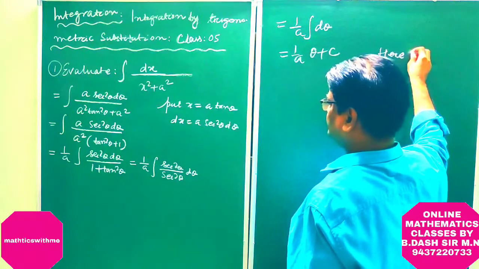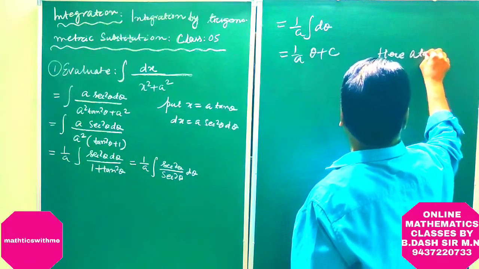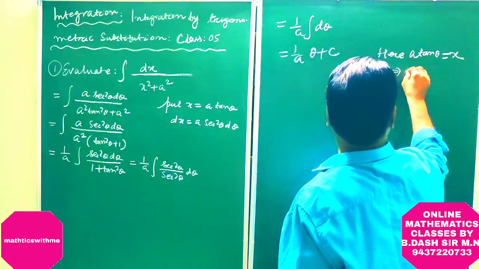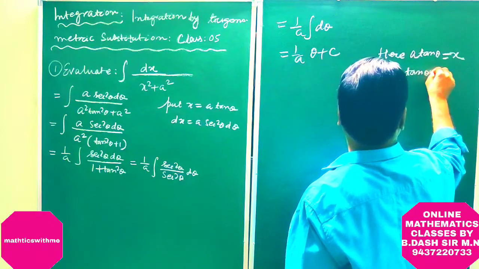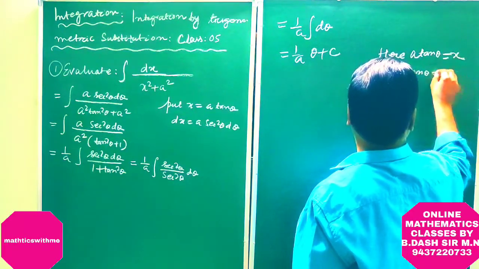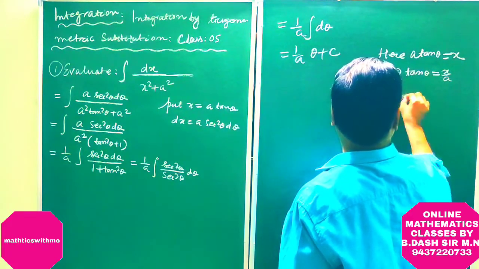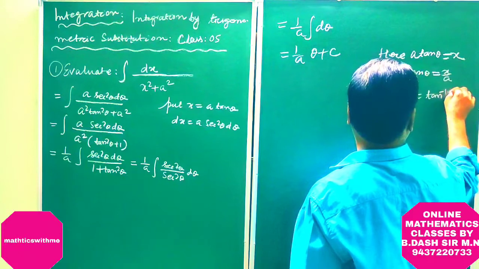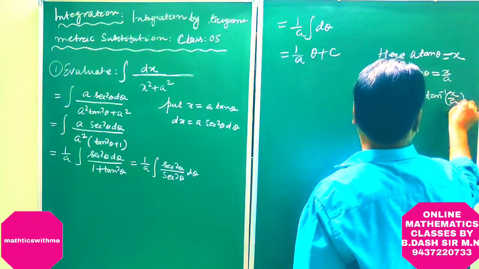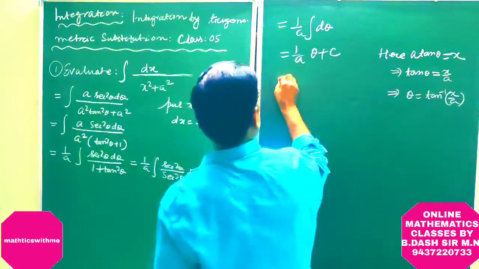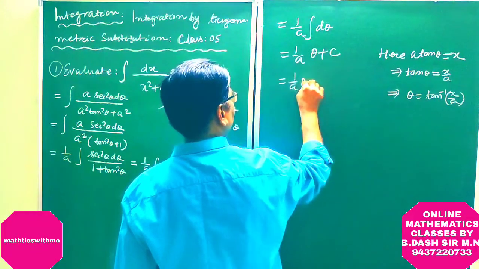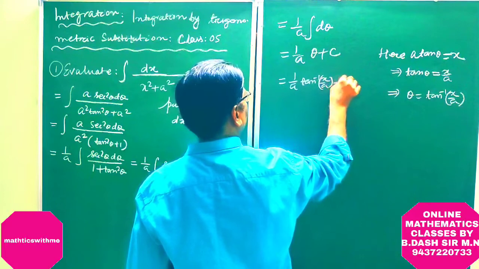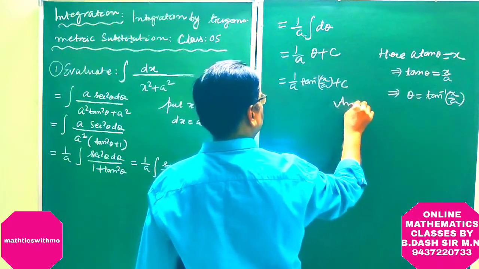Here a tan theta is equal to x. So this implies tan theta is equal to x by a. So this gives us theta is equal to tan inverse x by a. So this is equal to 1 by a tan inverse x by a plus c, answer.